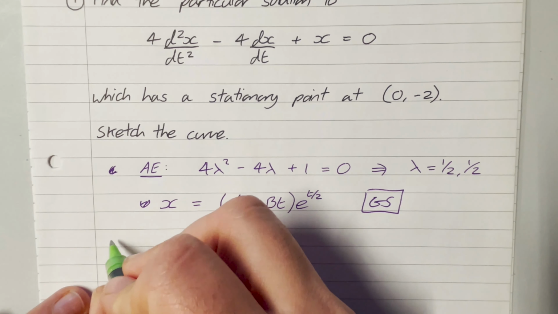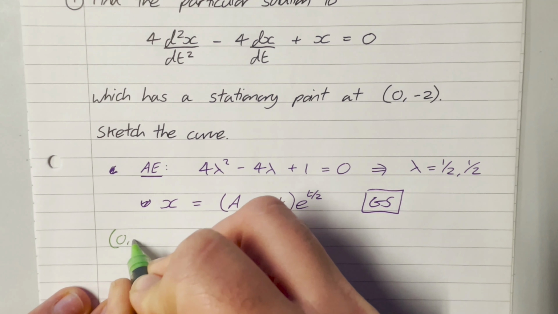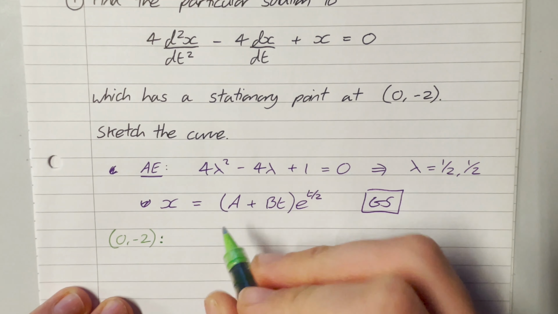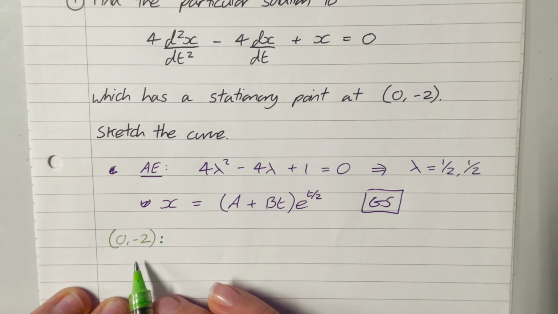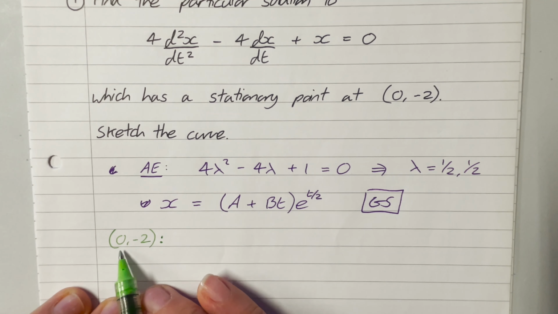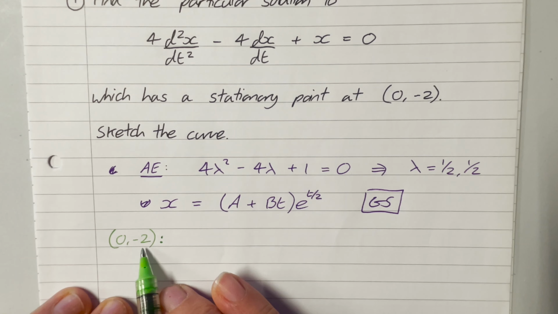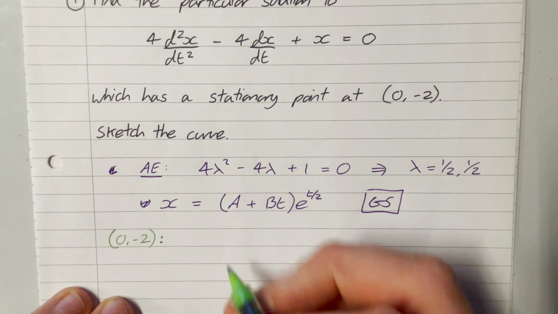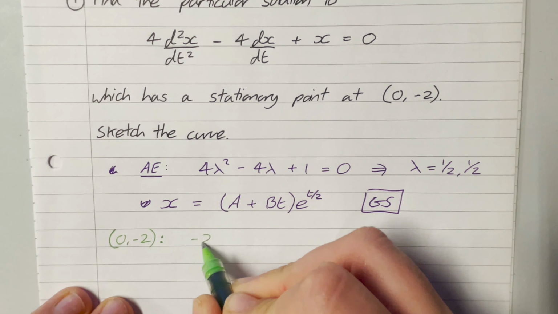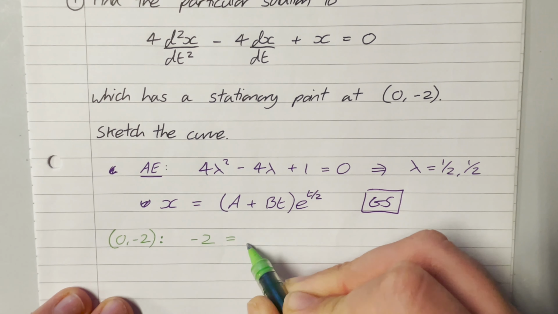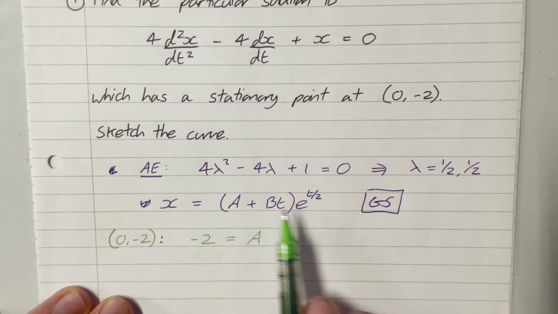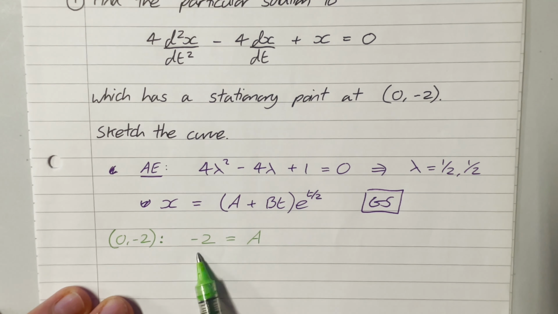So let's use the fact that it goes through (0, -2) first. To denote what I'm doing, I'm just going to pop (0, -2) over here on the left of my page. And that means when t is 0, x is -2. Just be careful because x this time is the dependent variable, so that's on the right. So that's going to give me that -2 is equal to a, because if t is 0, that term disappears, and then the exponential is the number 1. Okay, so I've got a value for a.